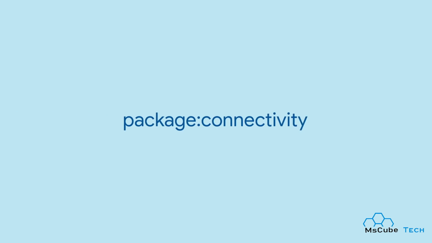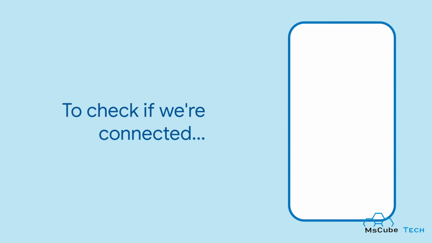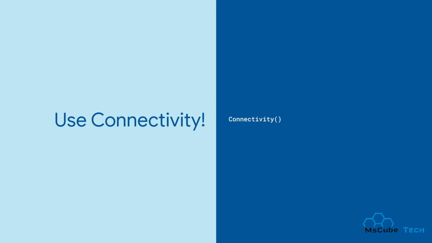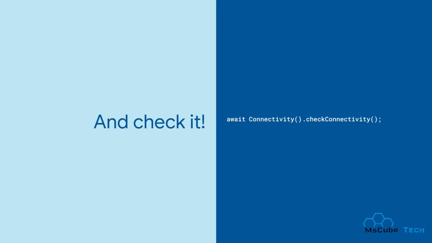The connectivity package can help with this. At its core, it tells you if the device is connected to a Wi-Fi network, a cell network, or nothing at all. There are two ways to use this API. The first is to immediately get the connection status. Start with constructing a new connectivity object and await for check connectivity.